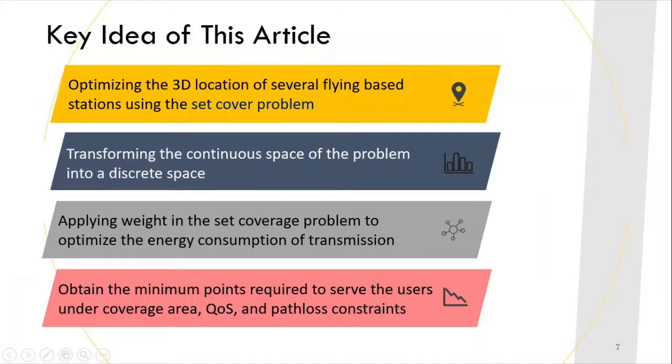Now let's dive into the key ideas of this article. We deal with 4 different aspects in the article. The first one deals with optimizing the 3D locations of several flying base stations using the set cover problem. Then we need to transfer the continuous space of the problem into the discrete space. After that, we need to apply weight in the set cover problem to optimize the energy consumption of the transmissions. Lastly, we obtain the minimum points required to serve the users under coverage area, QoS, and the path loss constraint.